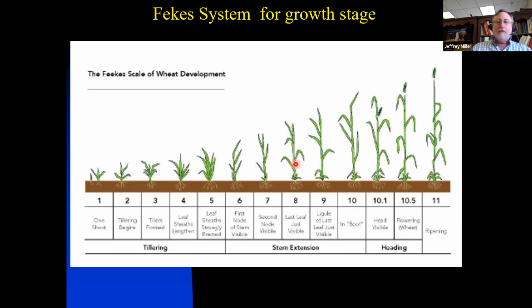Those are really important markers as far as timing related to a lot of things: nitrogen management, fungicide applications, and if you're applying some sort of growth regulators, when to apply the growth regulators. So some important things to know.